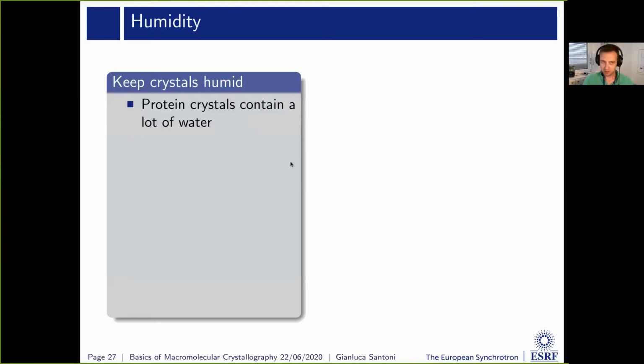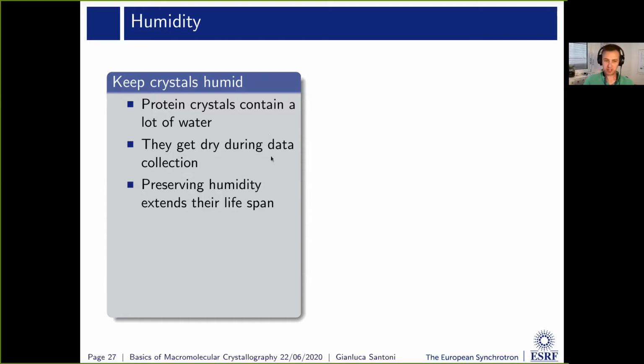So we can go back to a few solutions. The first is humidity. How can we keep crystals humid? We know from a previous lecture by Andrea that protein crystals contain a lot of water. They can contain something between 20 and 75 to 80% of water. The average in the PDB is extremely close to 50%. They get dry during data collection for two reasons. One, because experimental hatches are in general a very dry environment, and two, and most important, because of radiation damage. Preserving humidity has always been known to extend the lifespan of crystals.